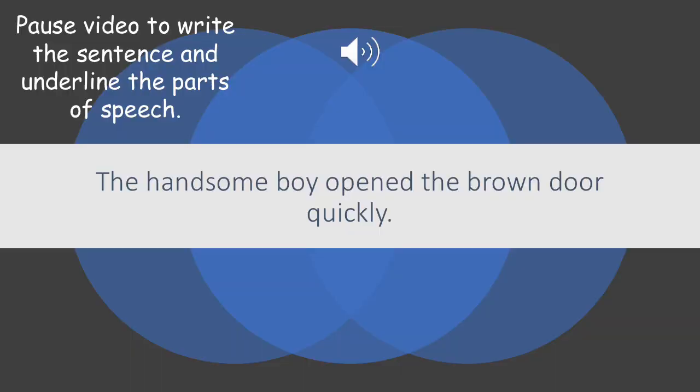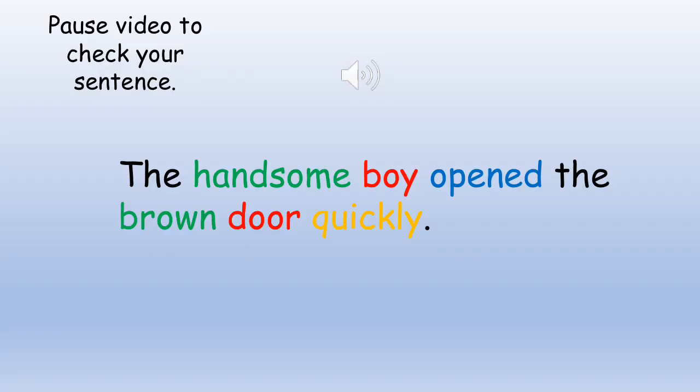The handsome boy opened the brown door quickly. Boy and door are your nouns. Handsome is an adjective because it's describing the boy, and brown is an adjective because it's describing the door. Opened is your verb, and then your adverb is quickly because it's describing how the boy opened the door.